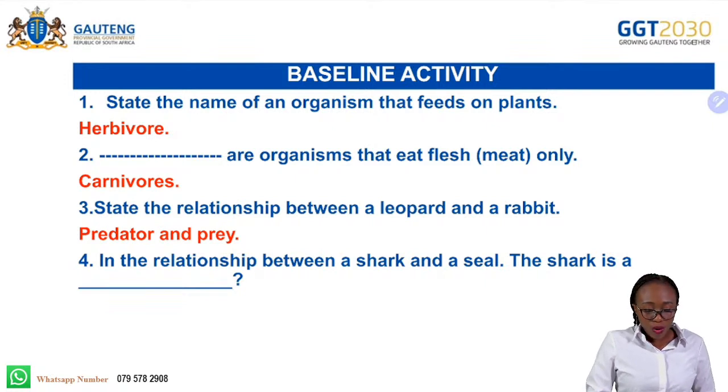And then number 4, in the relationship between a shark and a seal, the shark is a blank. The shark is a predator because the shark hunts the seal for food. Here is another predator and prey relationship. So take 1 minute to copy down the corrections quickly, then we'll continue with our lesson after 1 minute.